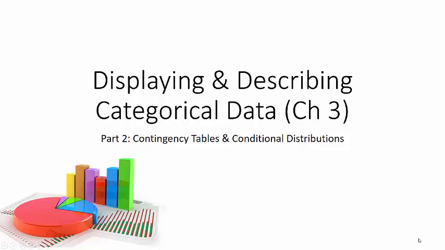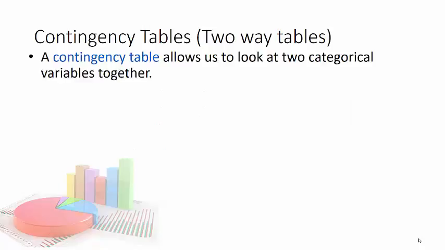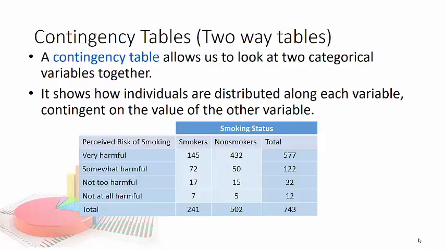Now let's look at something a little more intricate, and that is contingency tables and conditional distributions. A contingency table is a two-way table that lets you look at two categorical variables together. It shows how individuals are distributed along each variable contingent on the value of the other variable. So that's why it's a contingency table.